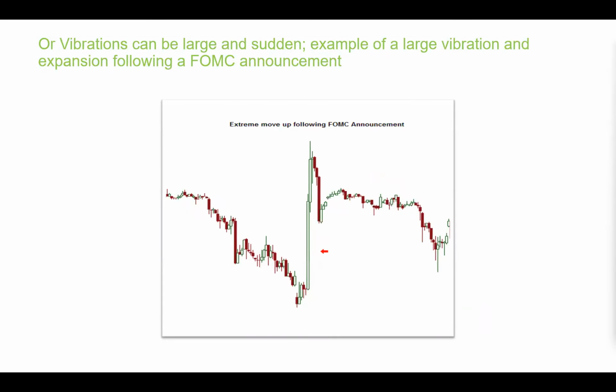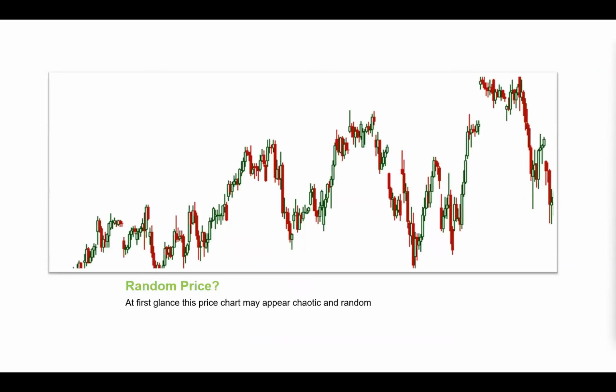And here is a type of vibration that was very sudden. This was an extreme move up following an FOMC announcement that had unexpected news in it. And it was in the bond market that moved over a full 2-point move in just a matter of minutes.